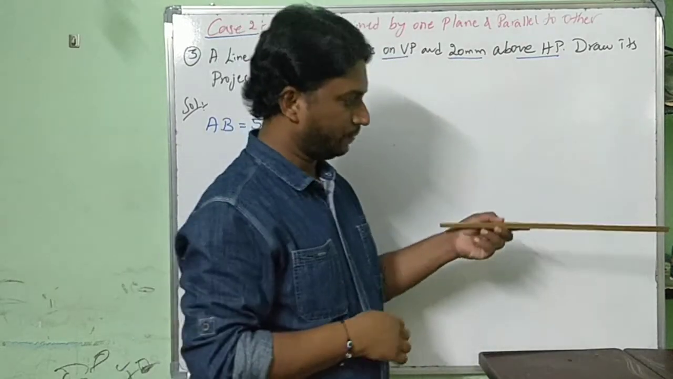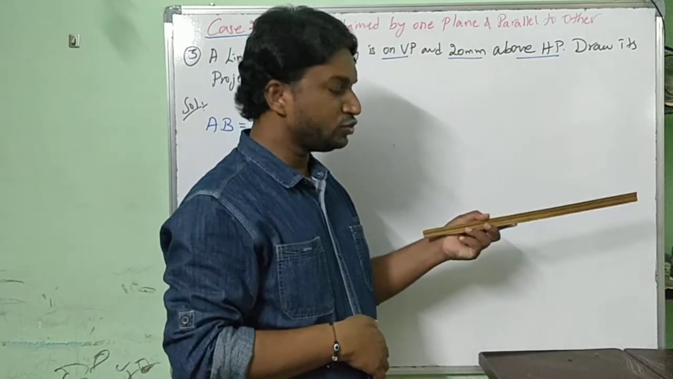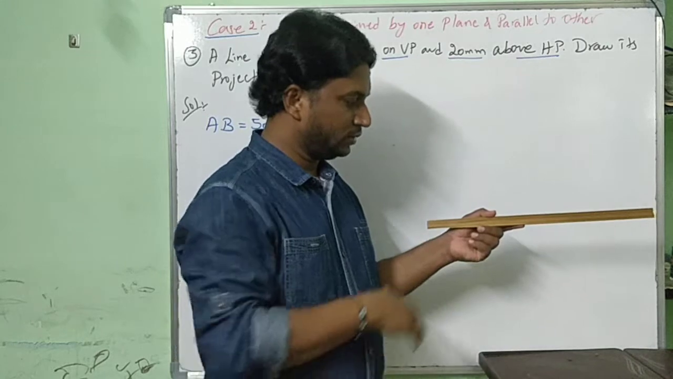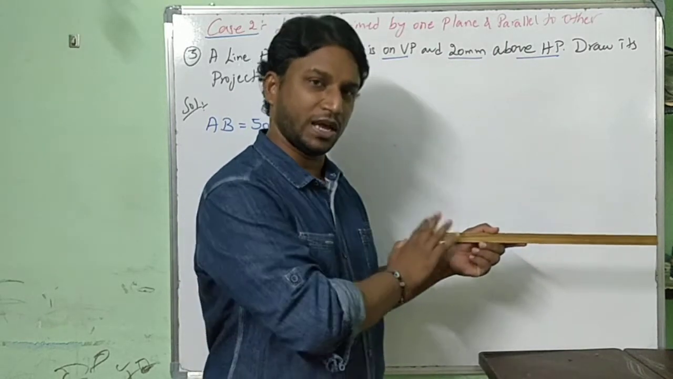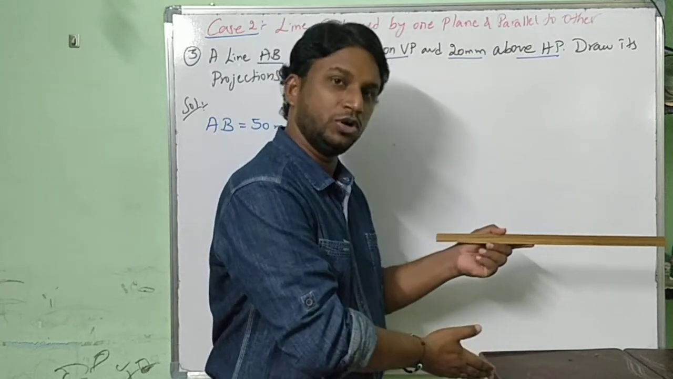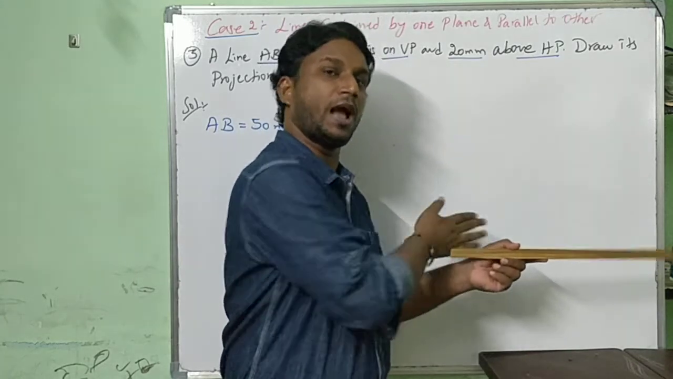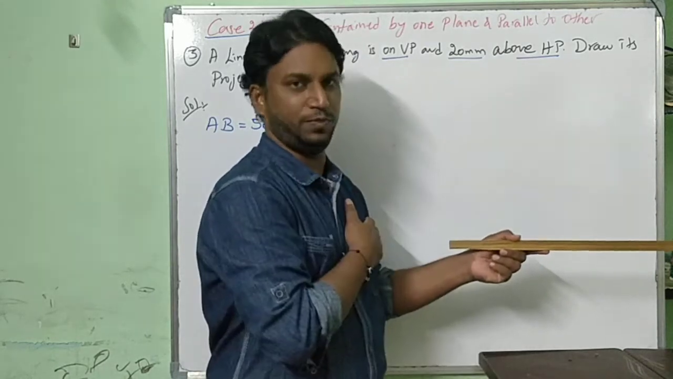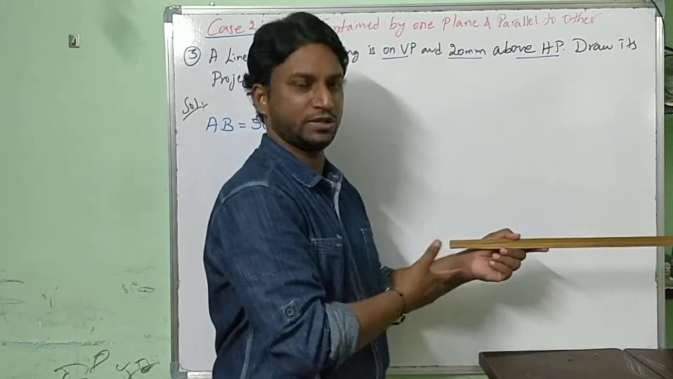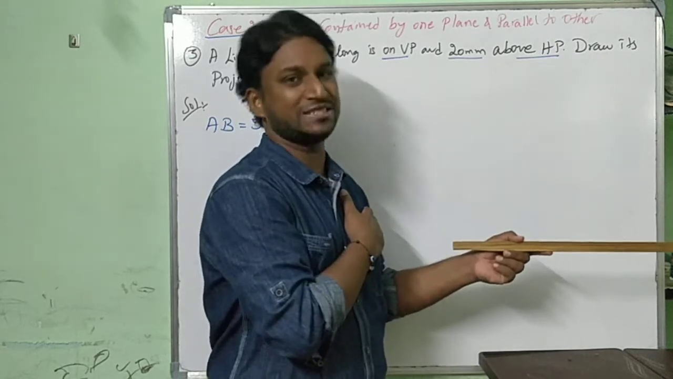On VP, see, I am showing the position of a line in this location. From this you can understand that the line is parallel to both the horizontal plane and the vertical plane. Above HP, in front of VP. Above HP, height H. In front of VP, distance D.